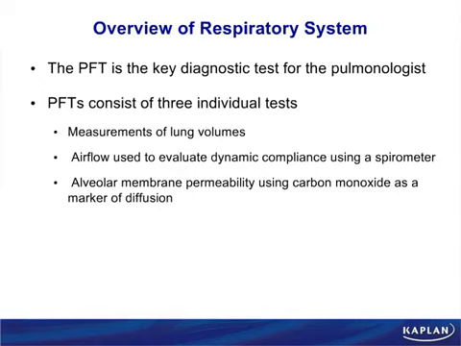Okay, this is just a quick overview of the respiratory system. We're going to utilize pulmonary function tests, and we will discuss those as a key diagnostic test for the pulmonologist. Pulmonary function tests are going to consist of 3 individual tests: measurements of lung volume, airflow used to evaluate dynamic compliance using a spirometer, and alveolar membrane permeability using carbon monoxide as our marker of diffusion. That's called DLCO, diffusion lung carbon monoxide. We utilize that as a marker of overall diffusion.